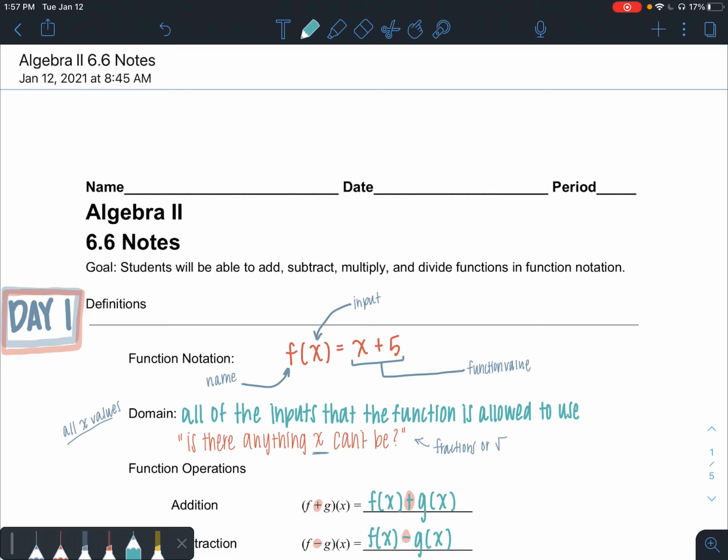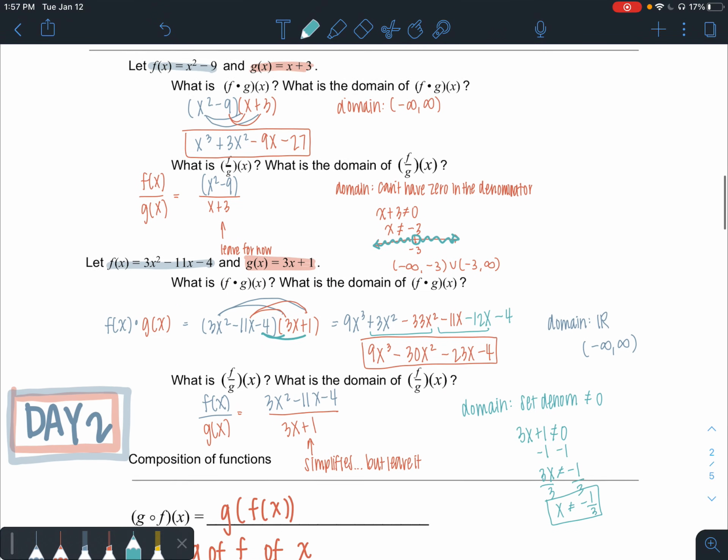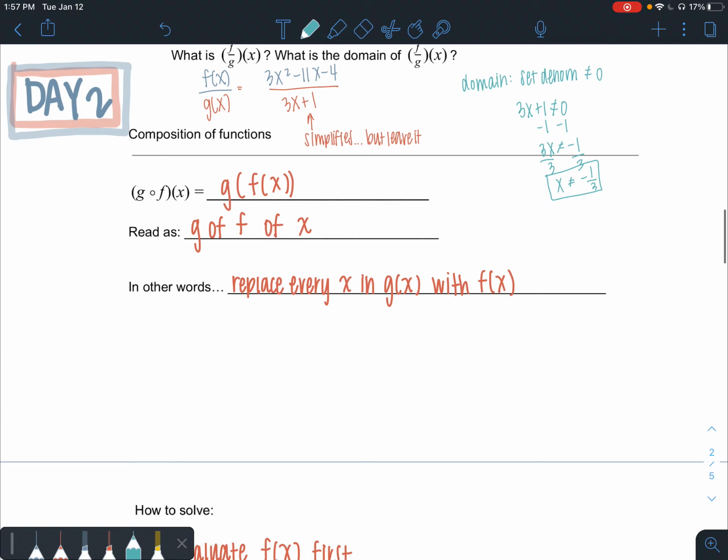Today we are, well, we already did dividing functions. We are doing the composition of functions. Yesterday we did adding, subtracting, multiplying, and dividing. And so today we are going to do composition of functions.